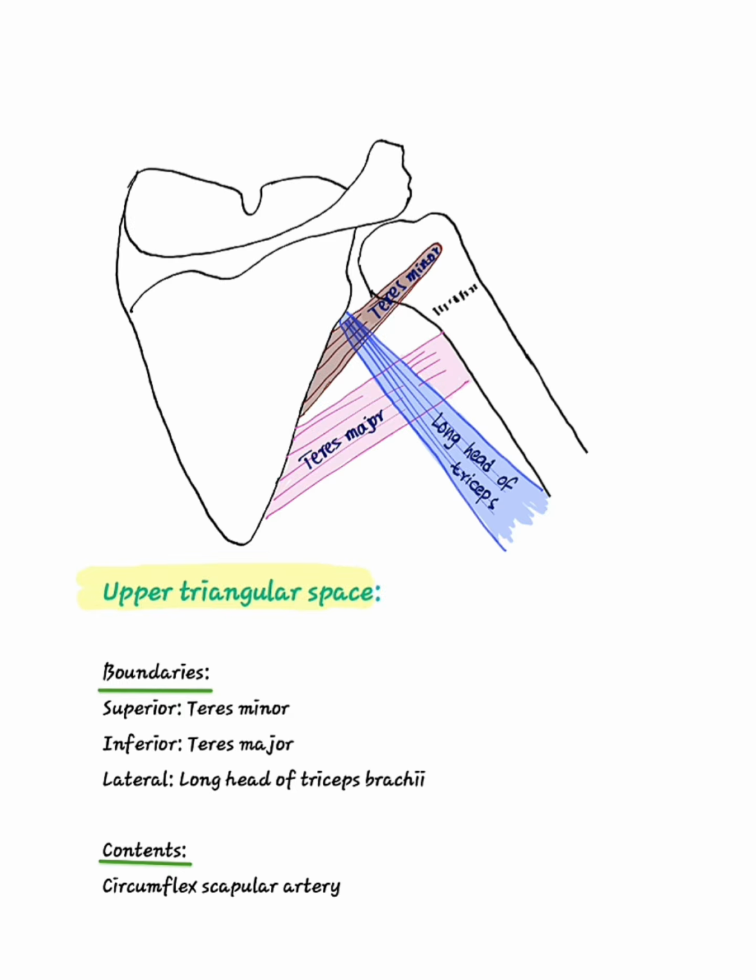Contents of quadrangular space: axillary nerve, posterior circumflex humeral artery. Content of upper triangular space: circumflex scapular artery. Content of lower triangular space: radial nerve and profunda brachii artery.